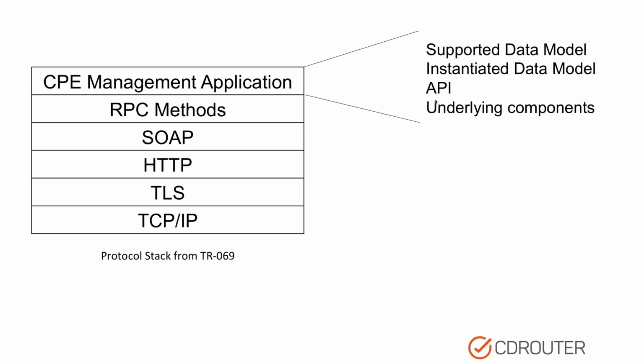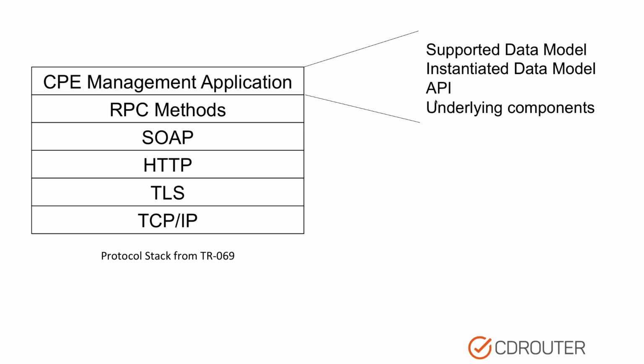The instantiated data model, on the other hand, is what is actively being modeled by the device at the time. So it represents its current configuration and the current objects that exist and the parameters and their values that exist and things that have been changed during the course of TR-69 operation. And then underneath that is the API to the device that TR-69 is using to interact. So obviously this is where the secret sauce and proprietary things of a particular device come in, how it's interacting with the underlying components.